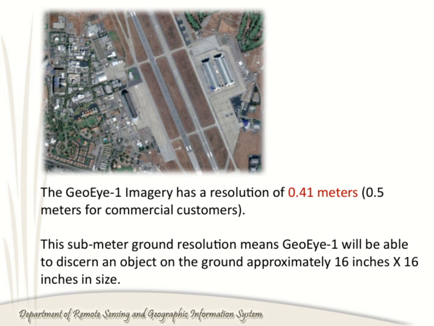In practical terms, this level of detail is quite powerful because it enables us to identify fairly small objects from space, which plays a crucial role in applications like urban planning, environmental monitoring, and security. So, when we say GeoEye-1 can discern objects around 16 inches across, we're highlighting its ability to provide detailed, actionable imagery that supports a wide range of critical decision-making processes.